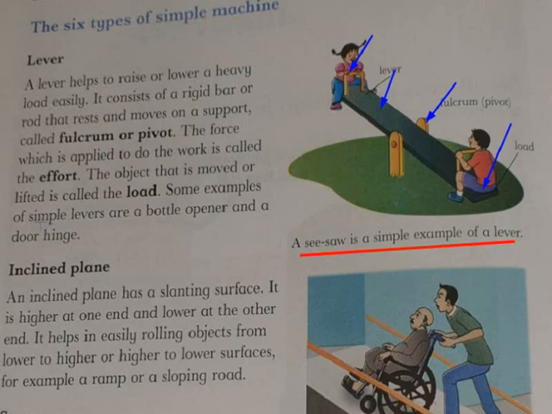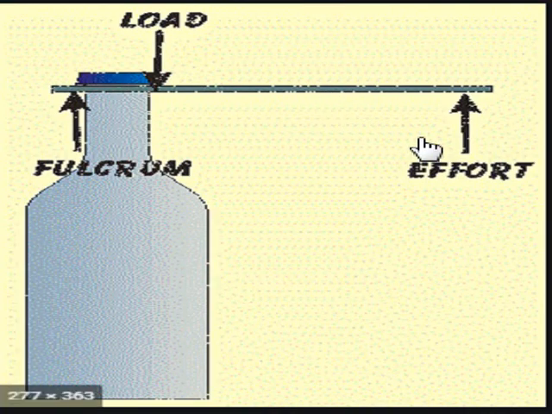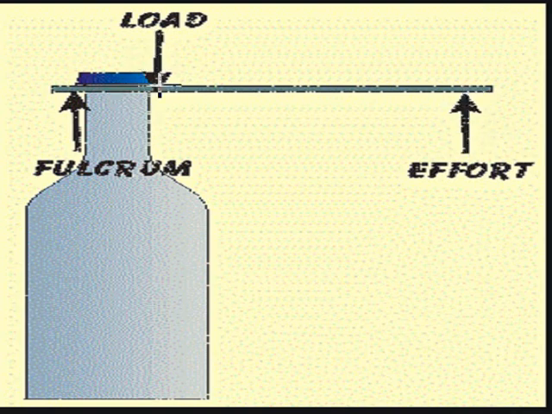Some examples of simple levers are a bottle opener and a door hinge. How? When you put the effort here and the load is here, this is the load of the bottle and this is the fulcrum. This will be the supporting point which is going to support the load. When you put effort here, because of the fulcrum the load will come up, you can lift the load. This is an example of a lever, understand?